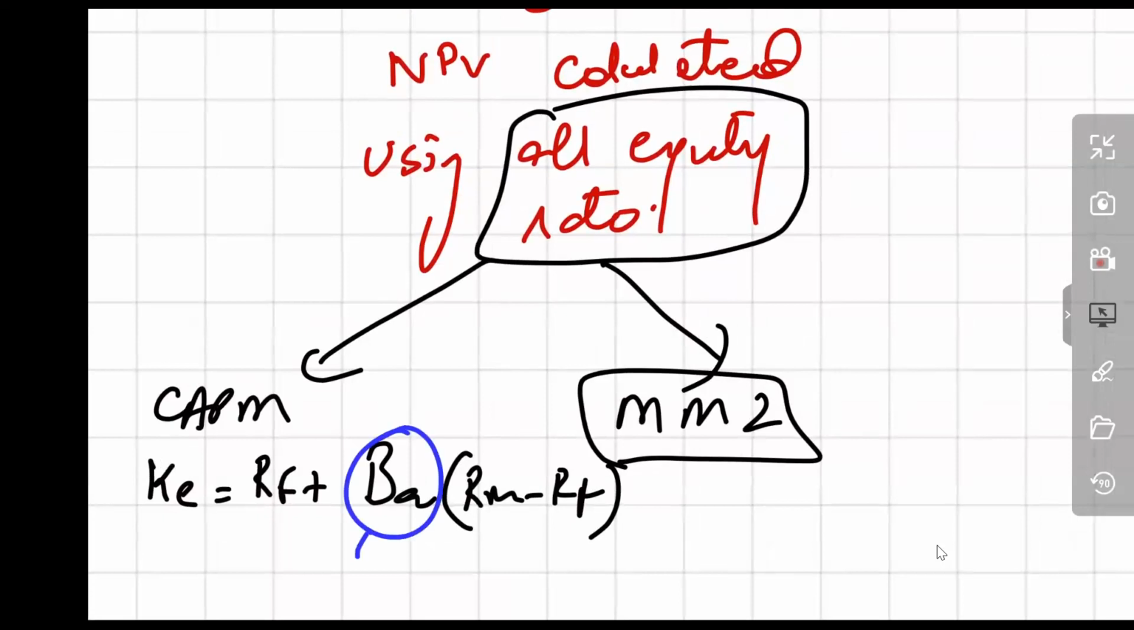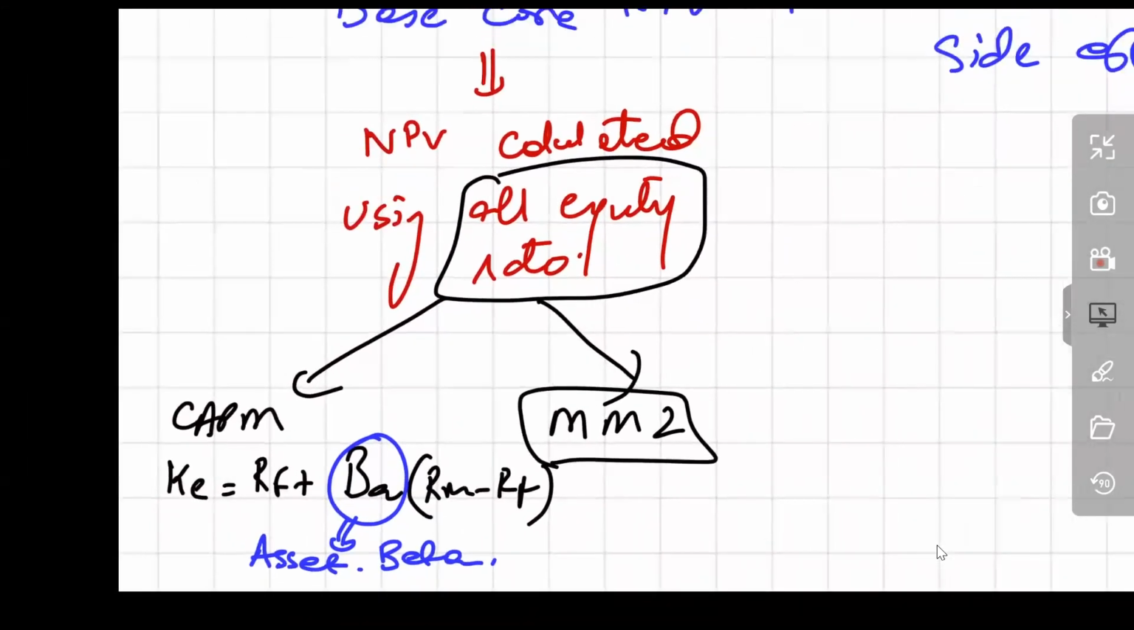So instead of using the equity beta, you use the asset beta. You use asset beta, right? So that's one thing.